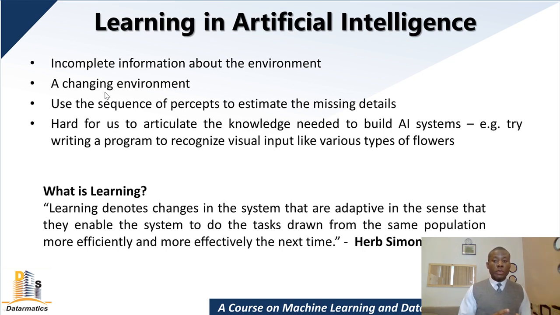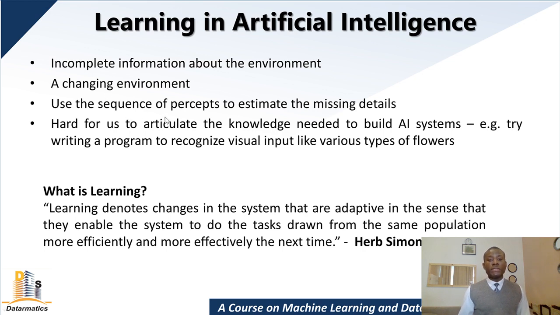So if a machine is programmed to have only one set of information, for instance, a computer's CPU and memory and hard disk, it doesn't make sense. The computer should be able to acquire more information as time goes. The CPU should be able to improve itself in performance as time goes. So learning is necessary because we have incomplete information about our environment. We also have a changing environment. What the environment is in 2019 is not the same as it was many years ago.